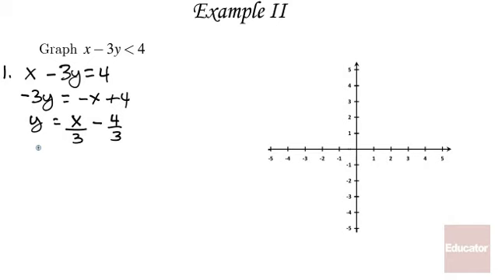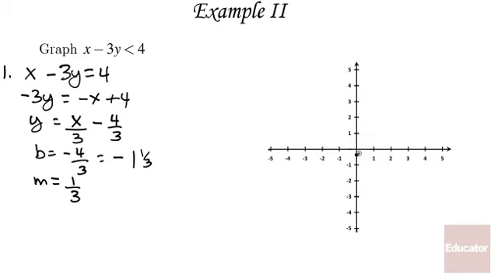So what this tells me is that my y-intercept is negative 4/3. It's in slope-intercept form, and my slope is 1/3. Okay, so my y-intercept is actually negative 1 and 1/3. It's right about here. That's my first point on the line.